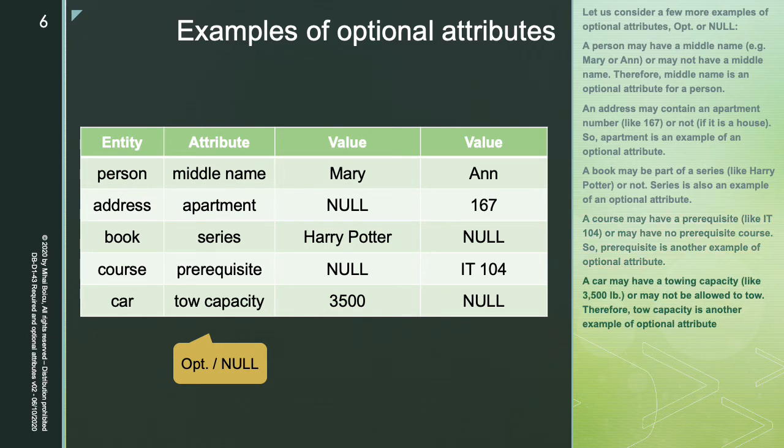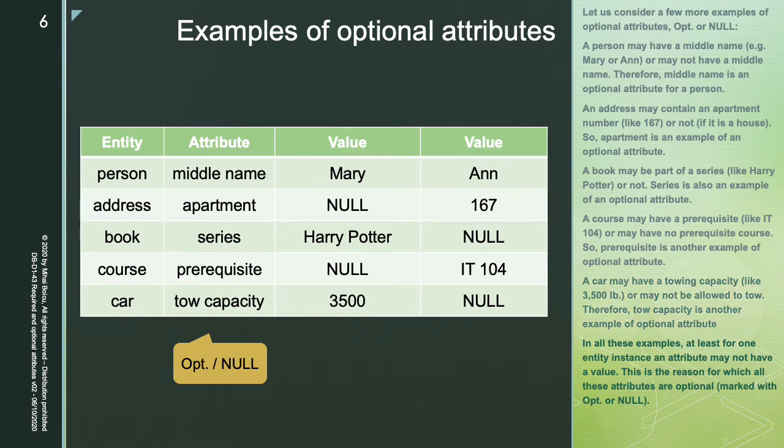A car may have a towing capacity like 3,500 pounds, or may not be allowed to tow. Therefore, tow capacity is another example of an optional attribute. In all these examples, for at least one entity instance, an attribute may not have a value. This is the reason for which all these attributes are optional, marked with opt or null.